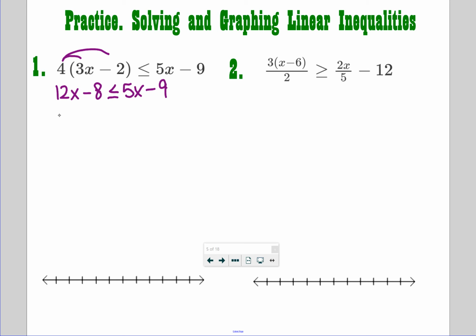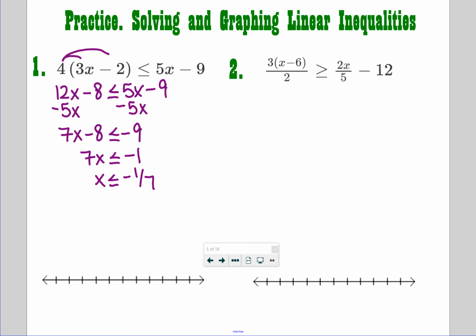And the next thing you can do is pick on the little guy. I'm going to subtract 5x on each side. 7x minus 8 less than or equal to negative 9. Then I'm going to add 8 to the other side, which gives me a negative 1. And then divide by 7, which gives you negative 1/7.